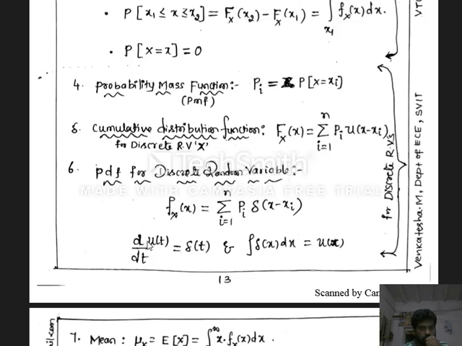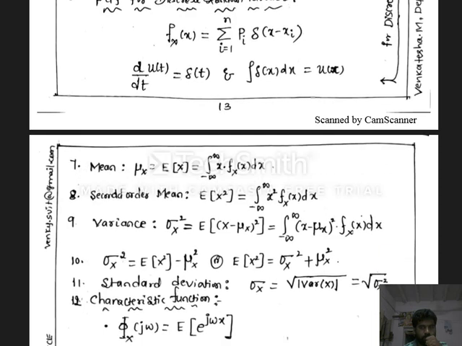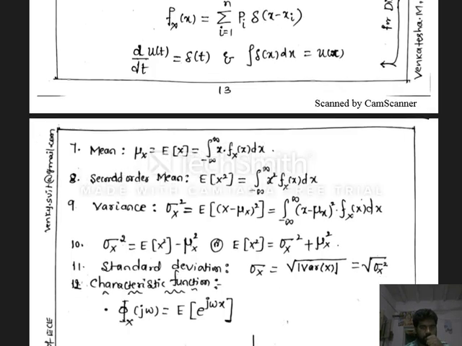We should remember, the derivative of the unit step signal is always the unit impulse signal, or inversely, the integration of the unit impulse signal is the unit step signal. These signals you will study in detail in signals and systems. For this subject we need the definition of the unit step signal and unit impulse signal, and while solving problems we will see how to sketch the PDF and CDF of the discrete random variables.